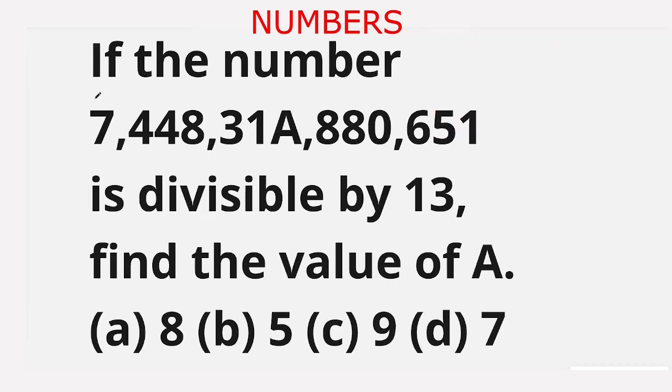Our question is, if the number 744831A880651 is divisible by 13, find the value of A. The given options are option A 8, option B 5, option C 9, option D 7.